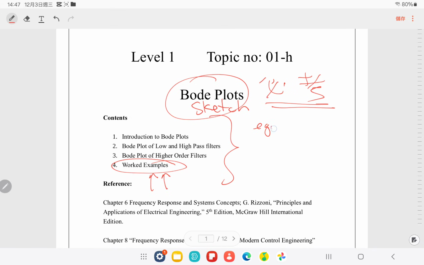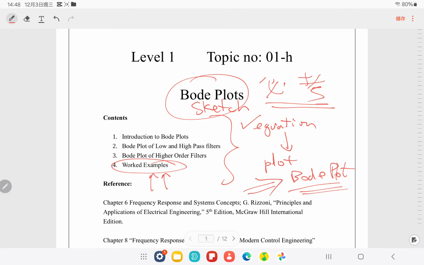So I can tell you what the question is. There's an equation, and then I will ask you to plot the Bode plot. I give you this, you give me this. Remember to put your answer on your semi-log graph paper. That's all I want to say.